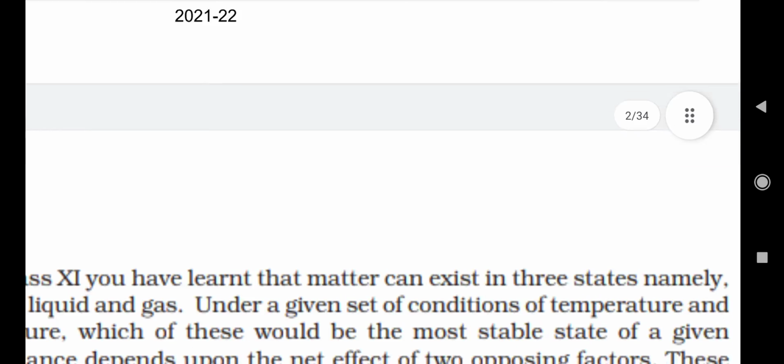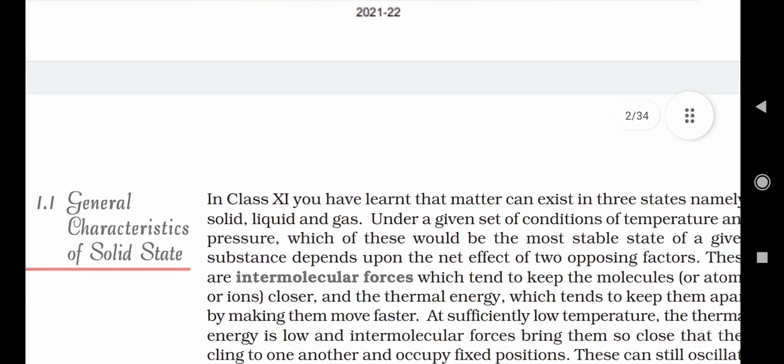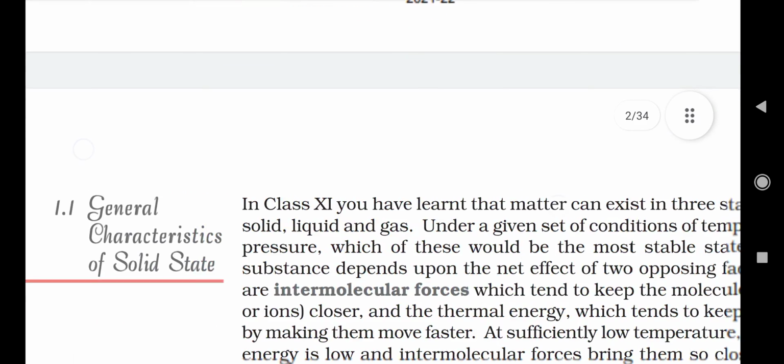And in the next video, I'll explain article number 1.1, general characteristics of the solid state.